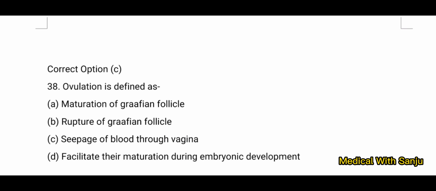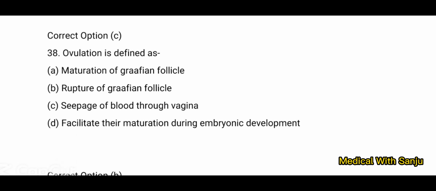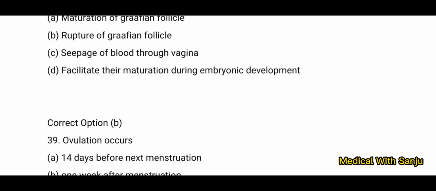Question number 38. Ovulation is defined as option A. Maturation of Graafian follicle, option B. Rupture of Graafian follicle, option C. Seepage of blood through vagina, and option D. Facilitate their maturation during embryonic development. Rupture of Graafian follicle, option B. Ovulation is the process of releasing oocyte due to rupture of Graafian follicle from ovary for conception. It occurs 14 days prior to expected next period. So it is the best time for conception.